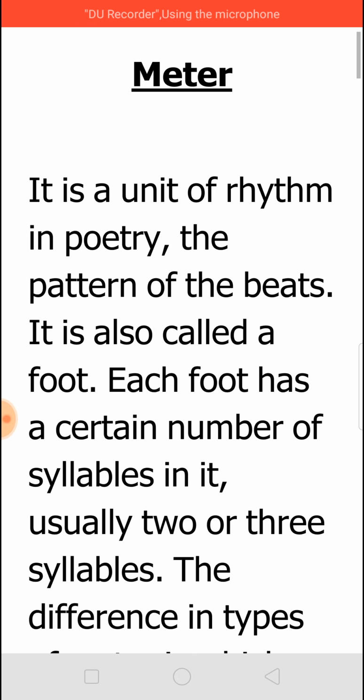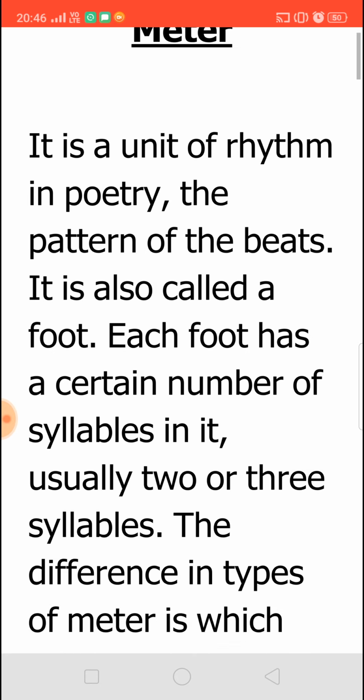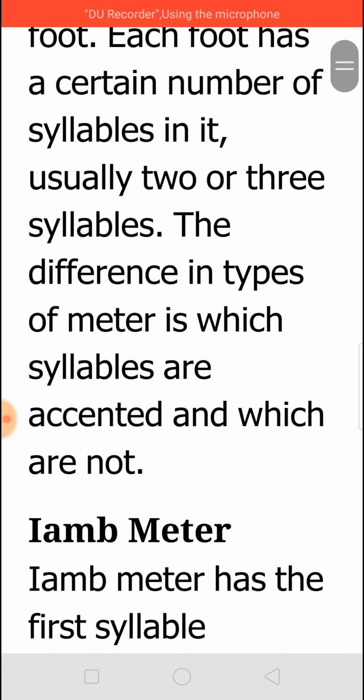Foot means, we will not say each word, but the sounds, the way we pronounce it, the way we give a stress and we give a pause, or the way we don't give a stress, is known as syllable. And each foot will generally have 2 or 3 syllables. And this giving the stress and not giving the stress only will form a meter. When we are giving a stress on a particular sound, we will say it is accented, and when we are not giving a stress, we will say it is unaccented.